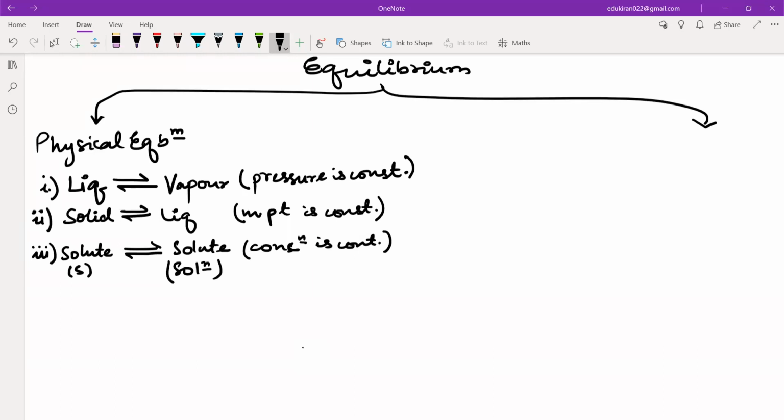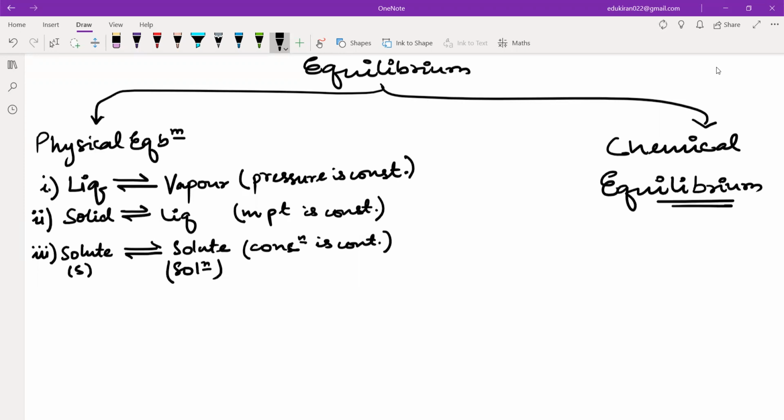If you are looking at solute solid and solute solution equilibria, these are the physical equilibria that we will be dealing with. Most of the time we will be talking about the chemical equilibria, okay? Equilibrium or equilibria in chemical systems. So please write this much, physical and chemical. We will be more dealing with chemical equilibrium from now on. You don't have to worry about physical. It is not much there in your syllabus, not there in your NCERT also.